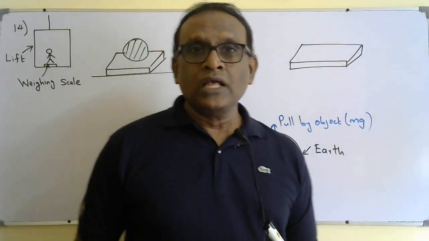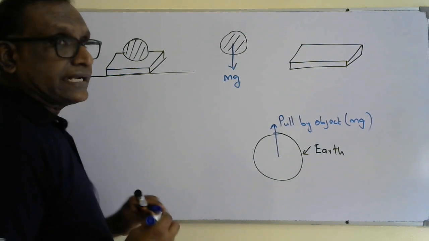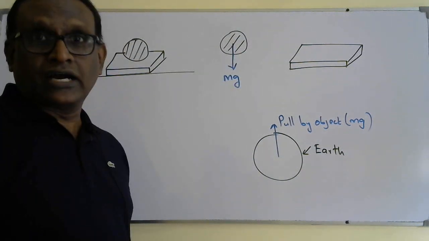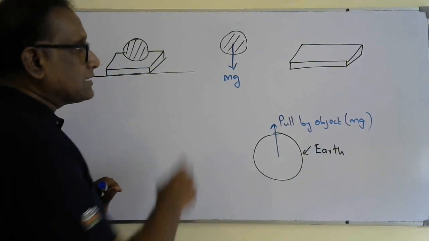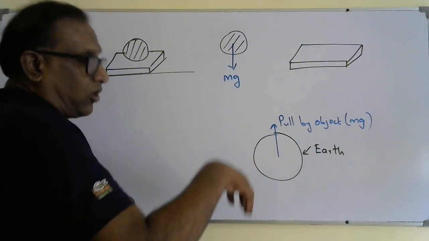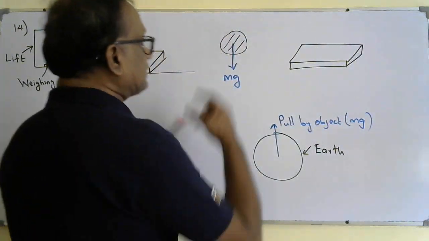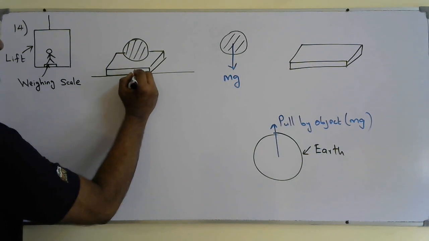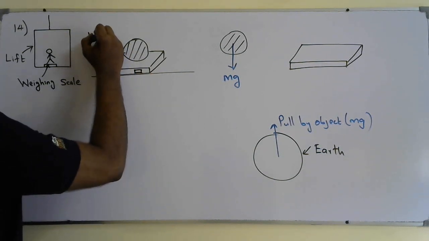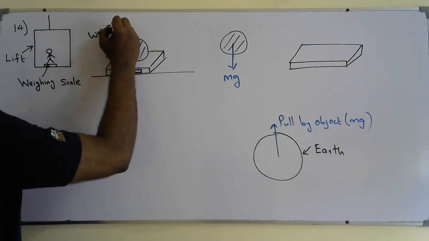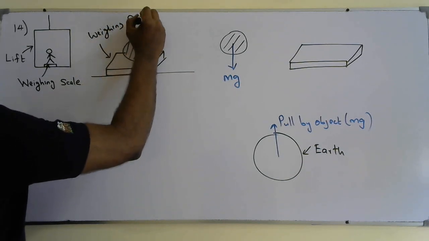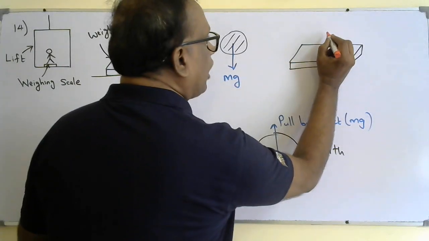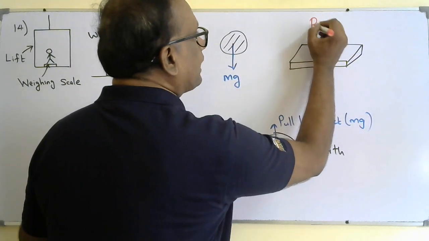I just drew it. Now if this is the only force acting on the object, there is no force to balance this, and the object would have fallen down. But the object is not falling down. What's happening? The object is trying to fall, so it will push the weighing scale. The object is kept on the weighing scale. So the object will try to fall down and push the weighing scale down. I can say push by object.